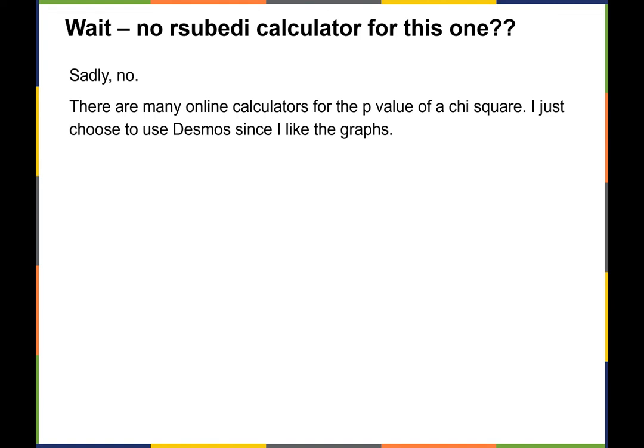However, there are many online calculators to calculate your p-value for a given chi-square degrees of freedom and statistic value. You can use Desmos like I'm using. I encourage you to do that because Desmos is available in your tests, and I like the graphs that Desmos gives. So there is a simple test of a single variance.